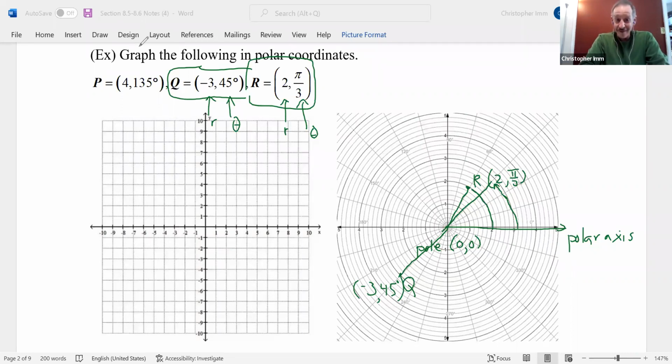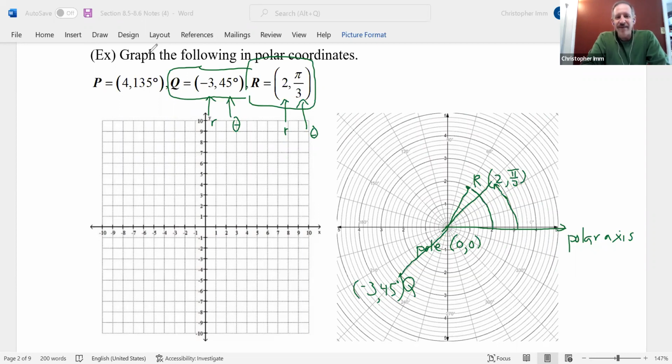Okay, but we also said, hey, unlike Cartesian coordinates, we can actually find all sorts of different coordinates for polar coordinates. So I could label, for instance, Q or R or P in different ways. So I could use different coordinates to represent them. I could use, for instance, a double rotation. I could use a negative radius. I could use a clockwise revolution. So I could do all sorts of things to label these points in infinitely many different ways.